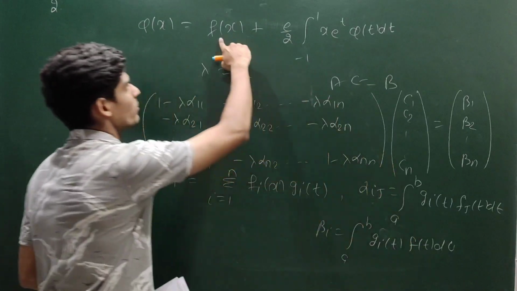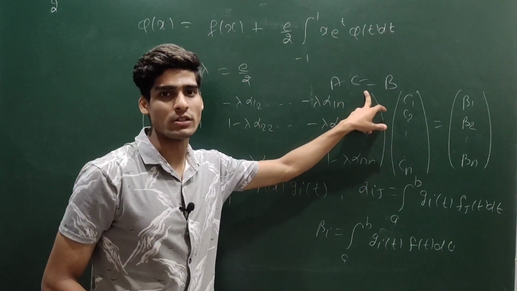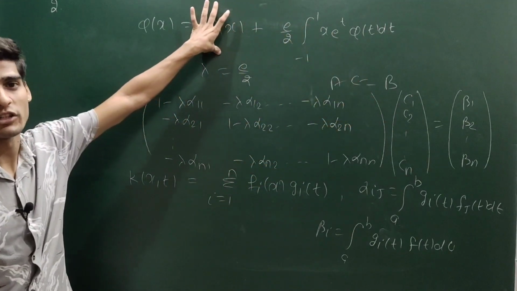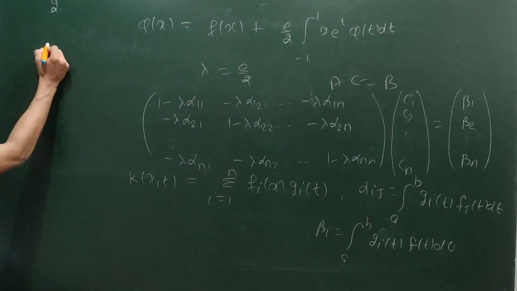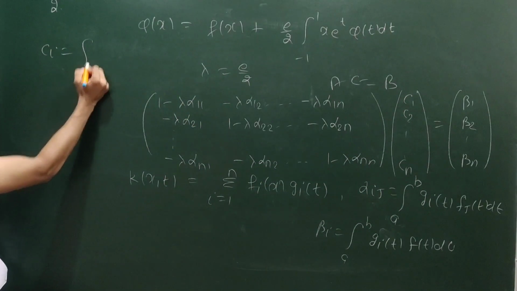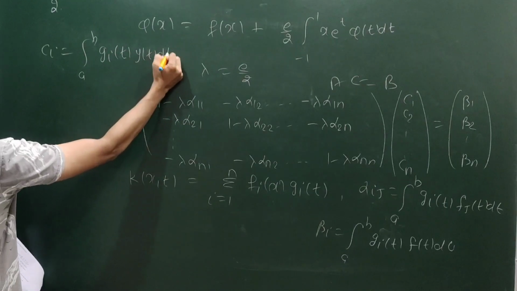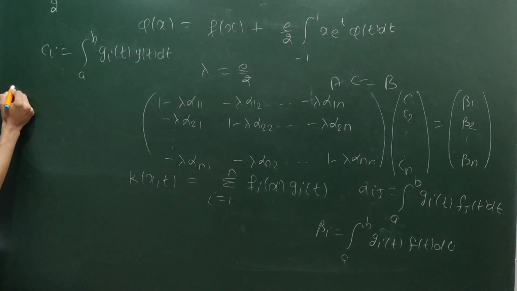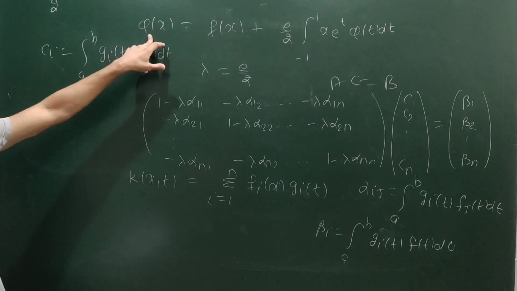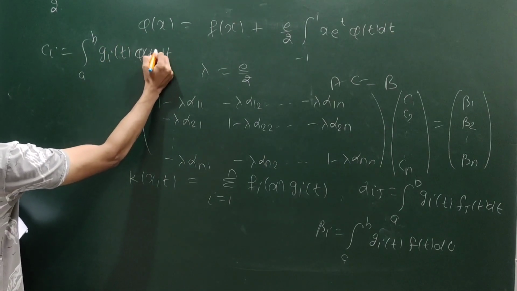This f function is coming from this side. If your equation is homogeneous, then you will have a homogeneous system of linear equations. These are linear equations, this is the integral equation. And what are the ci's? Let me give you ci's. Ci is given by integral a to b g_i(t) y(t) dt. When you put this kernel into the actual equation, you will have the form. Here they have given it as phi, but I have taken y. Let me write phi(t) dt.